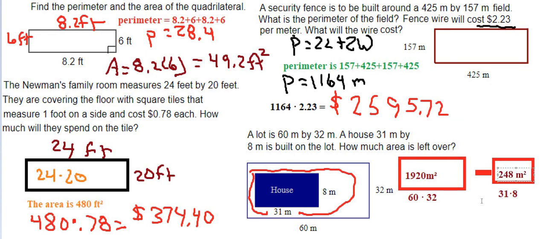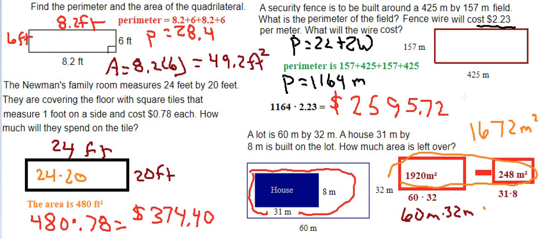And by the way, if you're curious why we're also getting a meter squared when we're multiplying, it's really 60 meters times 32 meters, and m times m is m squared. That's why we're getting the m squared. So now we just have to subtract the 2 areas. We've got 1920 minus 248, and that would leave us with a final answer of 1672 meters squared. And if you have any kind of questions, be sure to ask your math teacher.